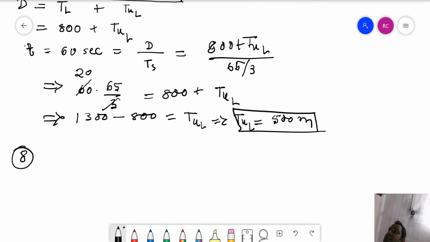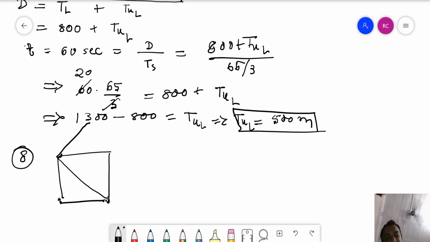The next question is asking us to find the ratio of the area of the square to that of the square drawn on its diagonal. Okay, so this is the square whose area we need to find, and this is the given square. Let's assume its length is x and its breadth will also be x. So the diagonal length would be x root 2.